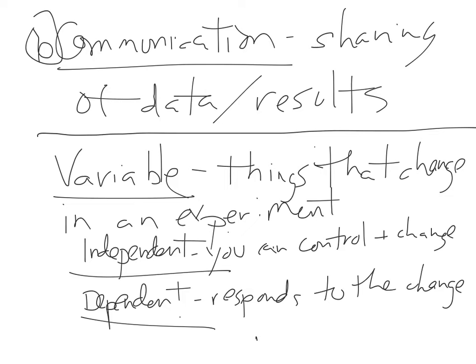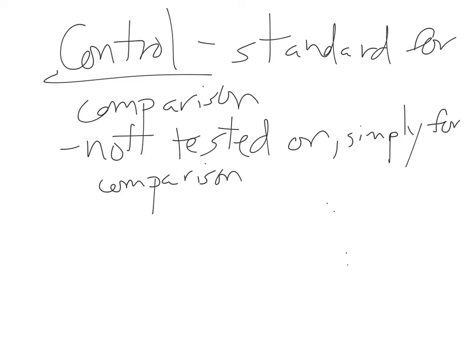There are two types of variables: independent and dependent variables. Independent variables are things that you control and you change. Dependent variables change, but they respond to your changes. All good scientific experiments would like to have a control. Controls are standards for comparison. They are not tested on. They're simply there for comparison of the base groups to the experimental groups.